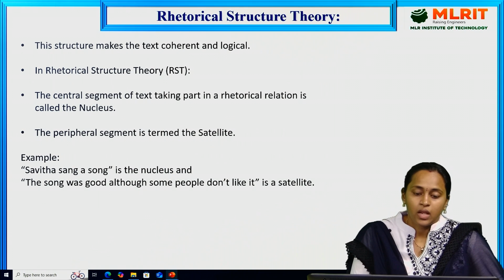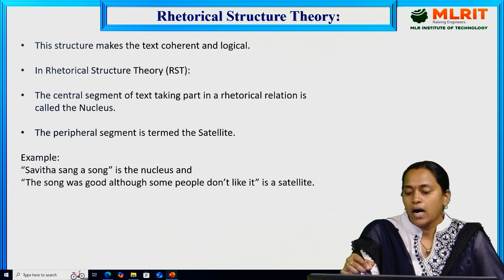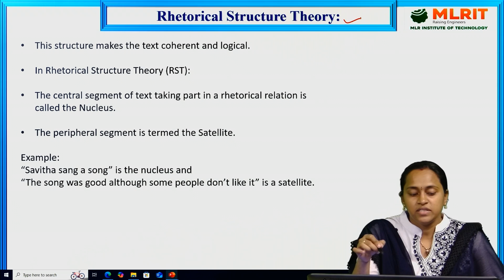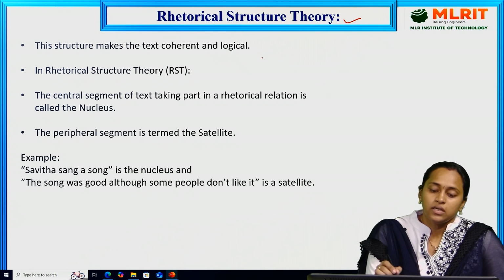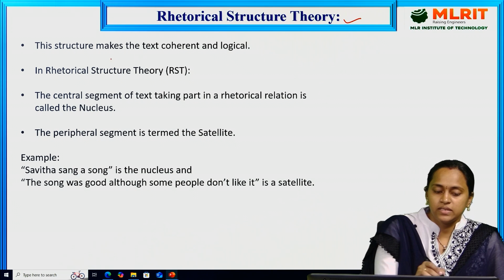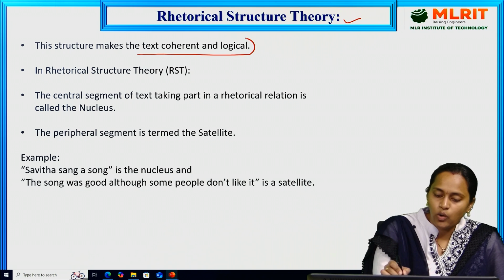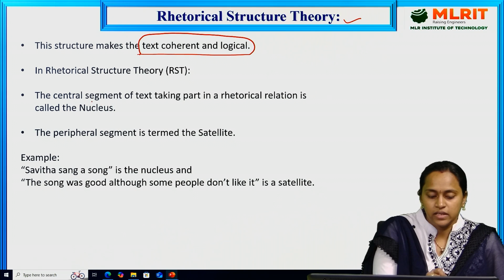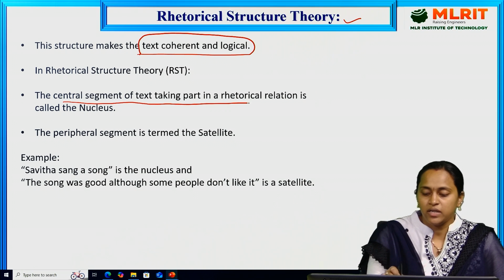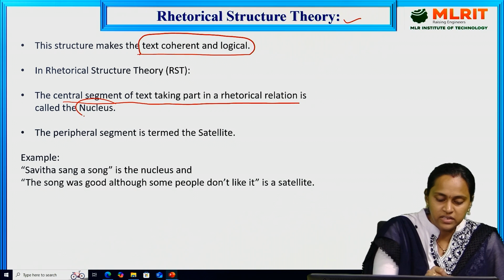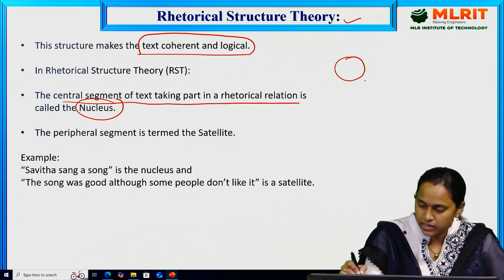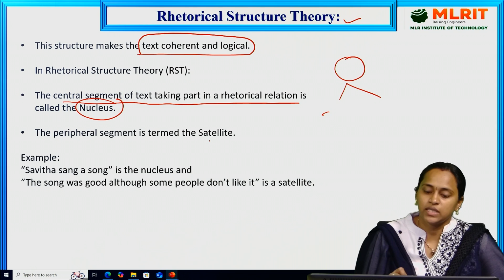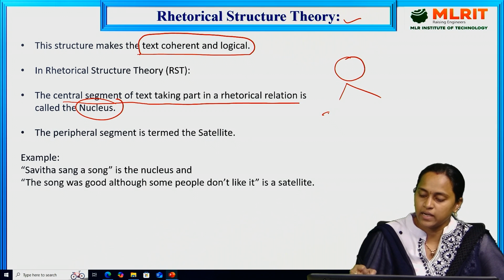Let's see. In this we are using RST, that means rhetorical structure theory. What is the meaning of rhetorical structure theory? This structure makes the text coherent and logical. That means text coherent and logical. See, the central segment of text planning part of rhetorical theory is the nucleus. That means we call it the parent node, the nucleus, and the remaining child nodes are satellites. This theory tells about the relationship between the nucleus and satellite.